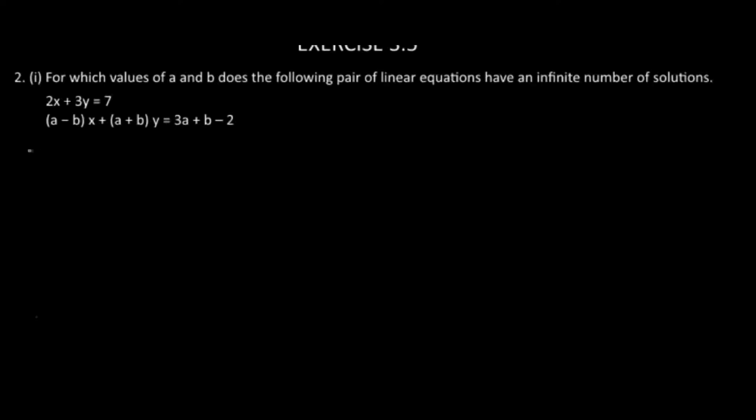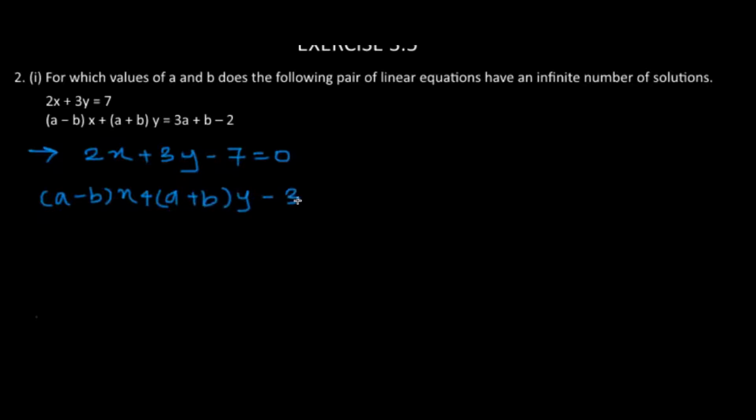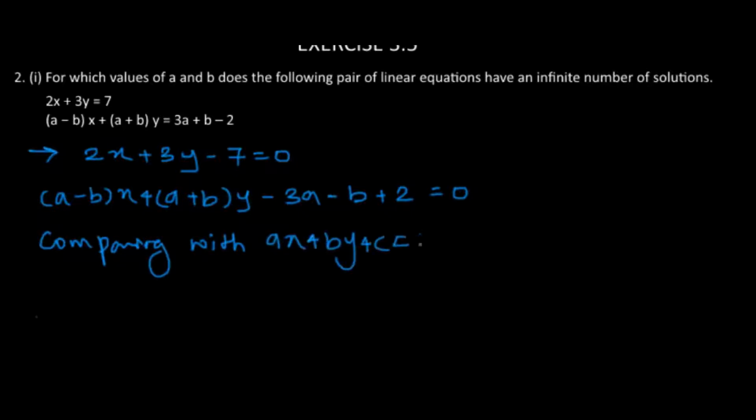Now first of all, I'll write it in the standard form, that is ax plus by plus c equals 0. So I'll make it 2x plus 3y minus 7 equals 0, and the second equation will be (a minus b)x plus (a plus b)y minus 3a, because this comes to the LHS, minus b and plus 2 equals 0. Okay, so after this I'll compare it with ax plus by plus c equals 0.